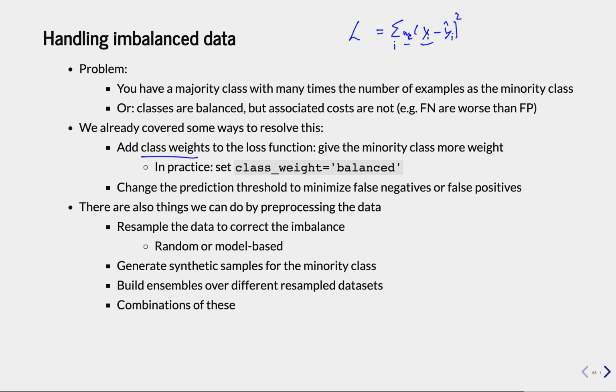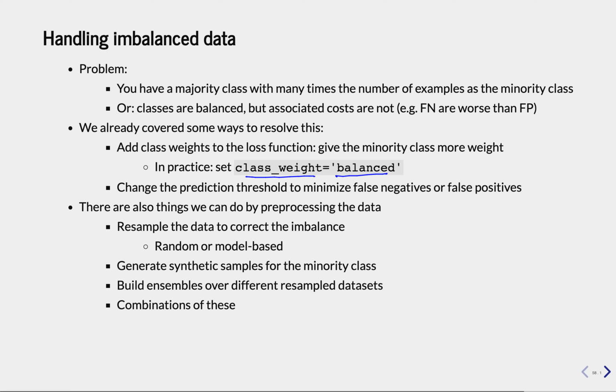That way we can force our learner to pay more attention to the minority classes. In practice, you can do that by adding class weight. Normally you would have to give a value for each class. If you use balanced, it would set the class weights in such a way that each class is equally represented in the loss function. So if, for instance, you have 5 times more positives than negatives, it would set the weight of the negative class 5 times higher than the positive class.